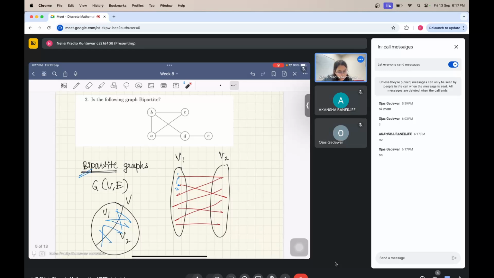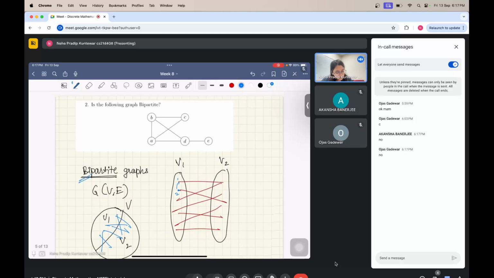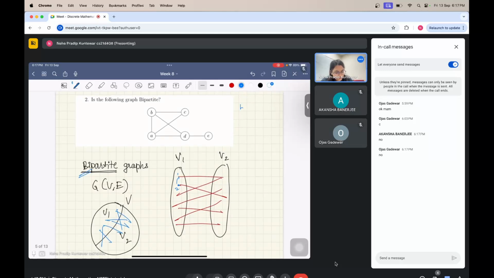Okay, good. So how do you see that? Let's say you just start with vertex B, put it into partition V1, and try to draw all the edges that you have. Since it's a bipartite graph, you can't have edges within the set, so all the neighbors of B will have to be in the other set. So you put C here, then you put D here, and you put A here.